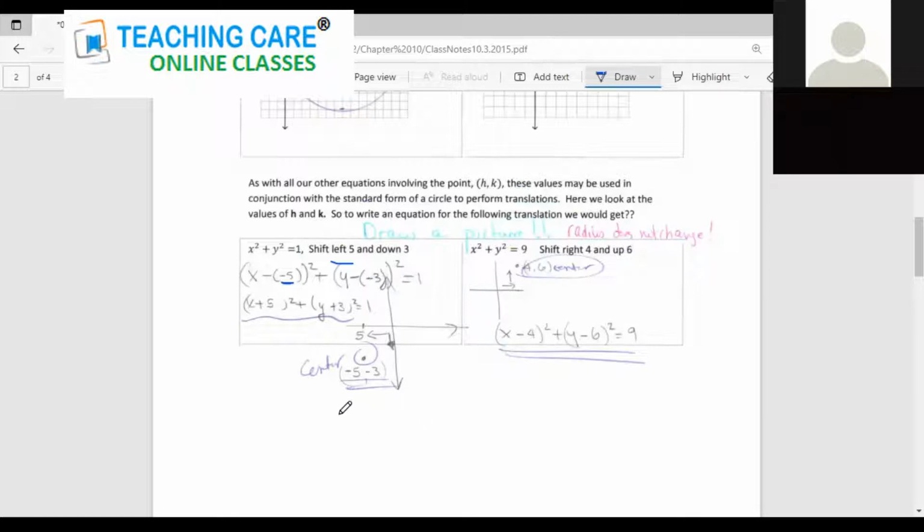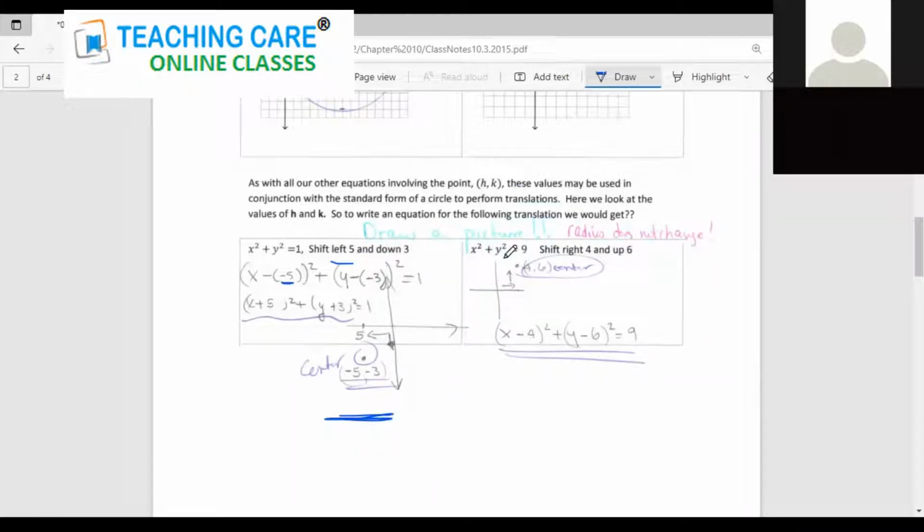Now you can find the center from this. The center will be -5, -3 after the transformation, whatever has changed. But the radius will be the same. The radius will not change, because the circle is always moving about its center, so the radius does not change. Only the center, h and k alone, are shifted.